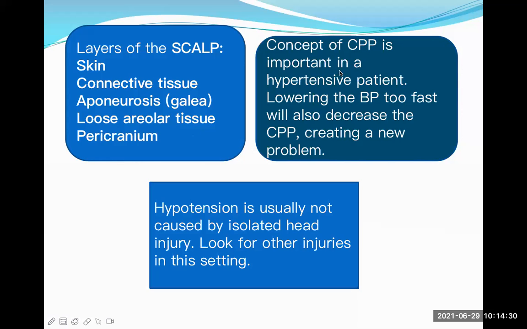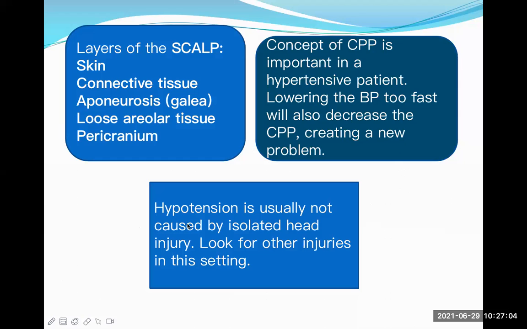Now, the concept of CPP is important in a hypertensive patient. Lowering the blood pressure too fast will also decrease the CPP, creating a new problem. This is cerebral perfusion pressure, and this is the pressure which is necessary for the perfusion of the brain. So do not decrease the blood pressure too fast in a case of hypertension. You already know that. That's why gradual decrease in blood pressure is very, very important here.